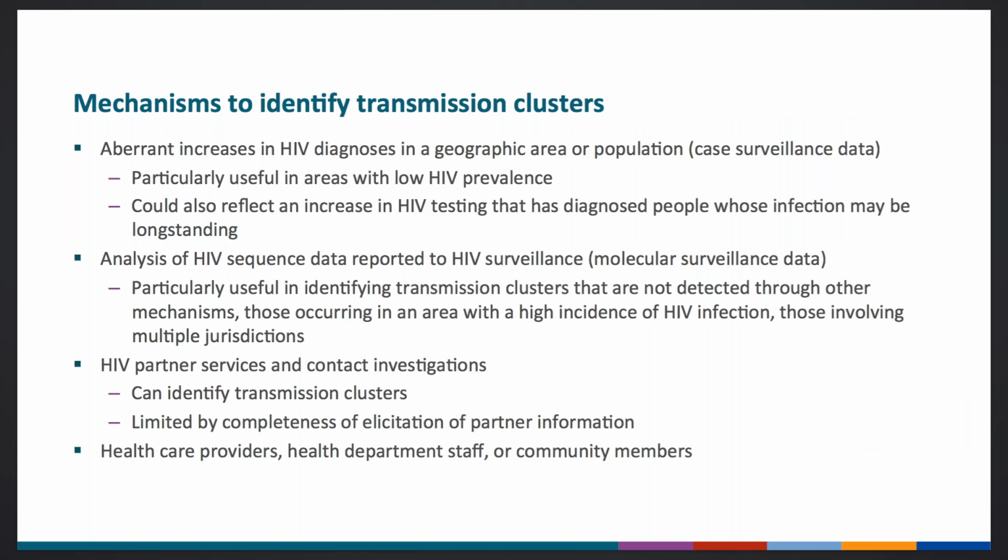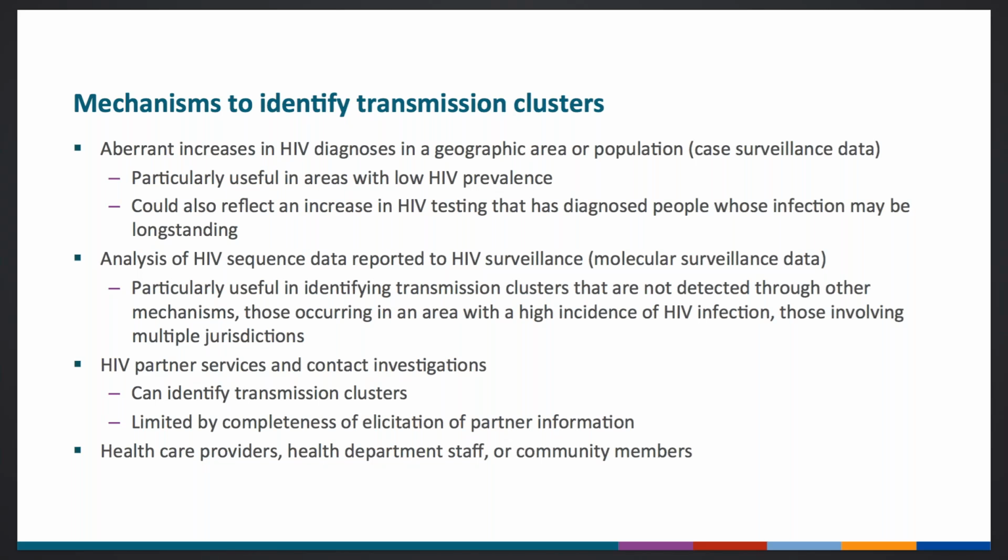So there are a few different mechanisms to identify transmission clusters. First, a jurisdiction might notice an aberrant increase in HIV diagnoses in a particular geographic area or a particular population, and that could use case surveillance data. This kind of approach is particularly useful in areas with low HIV prevalence, but could also reflect an increase in HIV testing that has diagnosed people whose infection may be longstanding. Another approach is analysis of HIV sequence data reported to HIV surveillance, and typically those are molecular surveillance data.